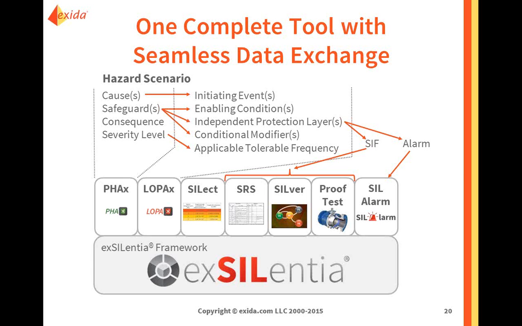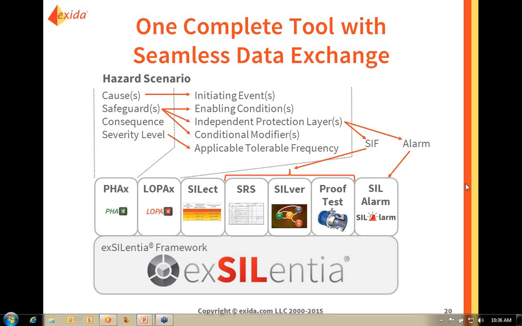The layer of protection analysis, your independent protection layers, may determine that something needs risk reduction, or that you need a certain risk reduction factor for a safety instrumented function, and that will feed into SIL selection and subsequently the safety requirement specification, SIL verification, and proof testing. You may have identified alarms, and those alarms will go into the alarm rationalization. So, as you see in the single tool, all that information will be nicely transferred to the next phases.